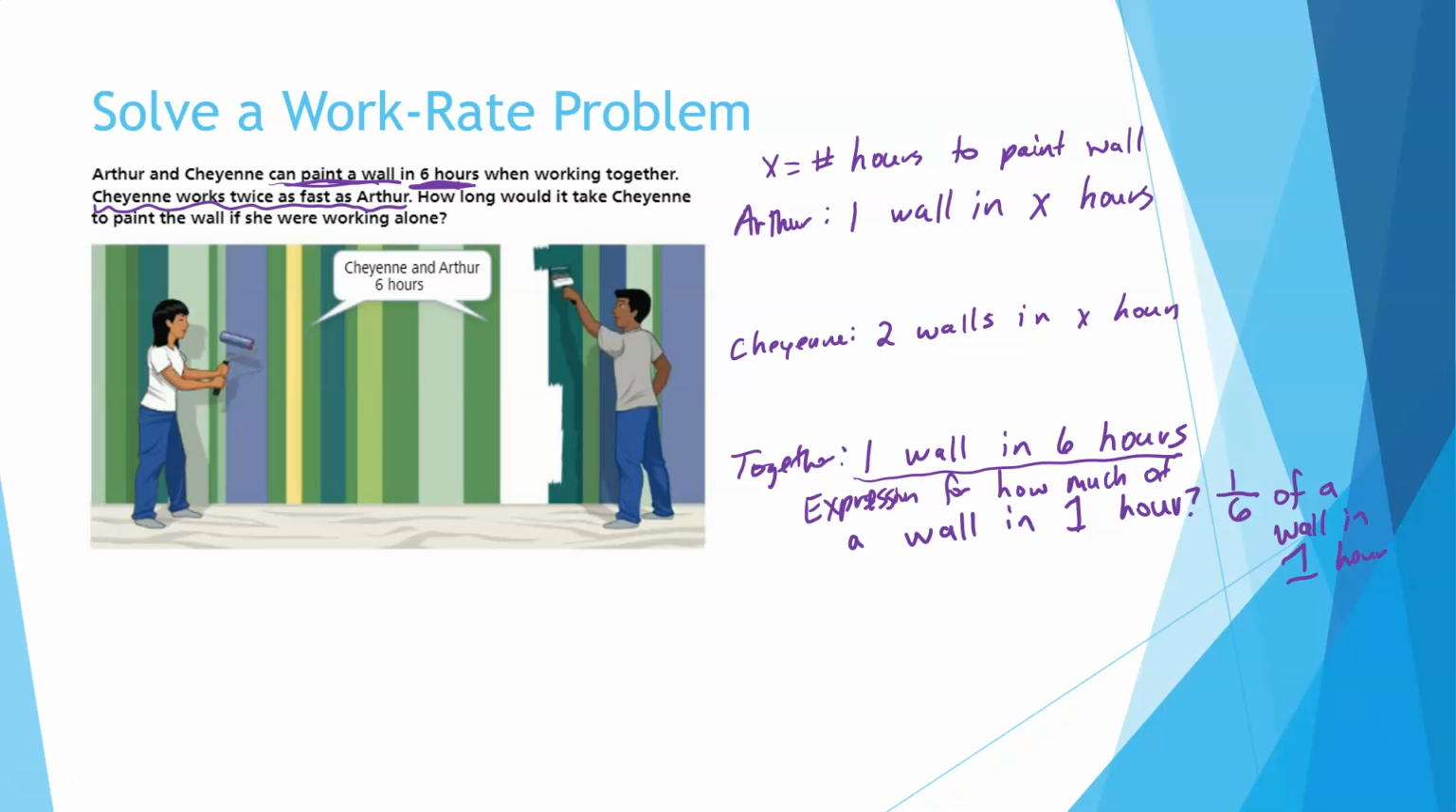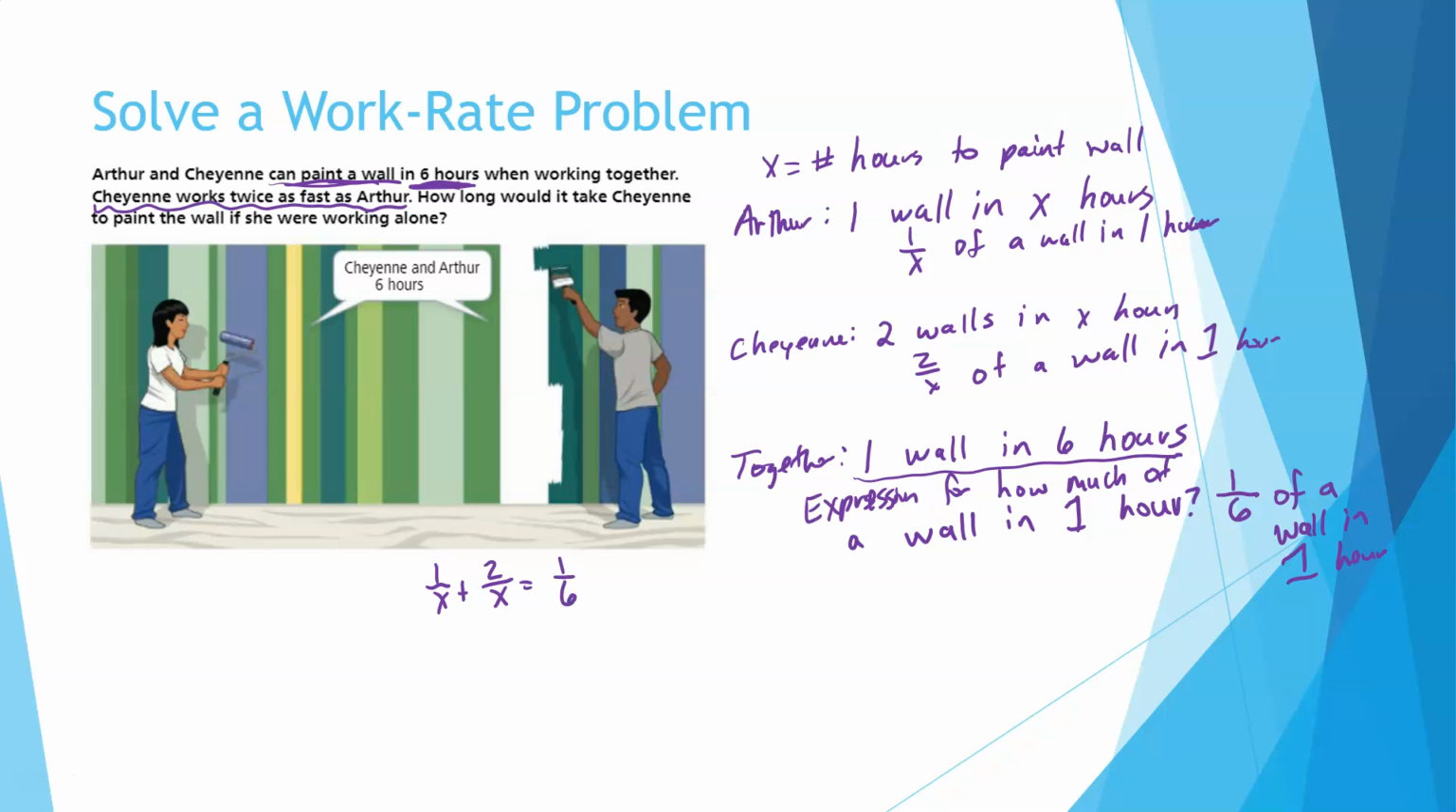So if I can paint 1 wall in 6 hours, and that's 1/6, then 1 wall in X hours would be 1 over X. Okay, so 1 over X of a wall in 1 hour for Arthur. And then for Cheyenne, it would be 2 over X. So 2 over X of a wall in 1 hour. Okay, and so the reason we do that is because now we can take Arthur plus Cheyenne, and that should be equal to the 1 over 6.